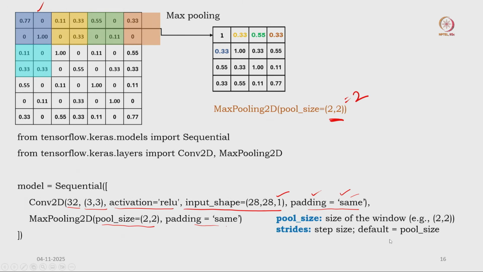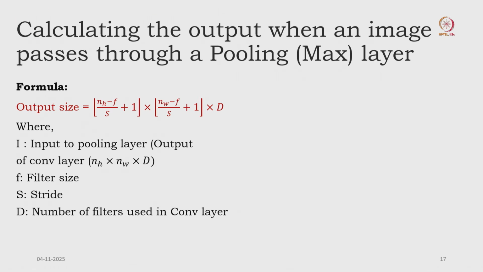The stride will by default be the pool size. Now, I want to change the stride. I do not want the stride as 2 cross 2; I want to define the stride as 1. Then explicitly you need to define stride equal to 1 cross 1. Otherwise, if you do not specify, the model internally will take the same as the pool size or the window size.